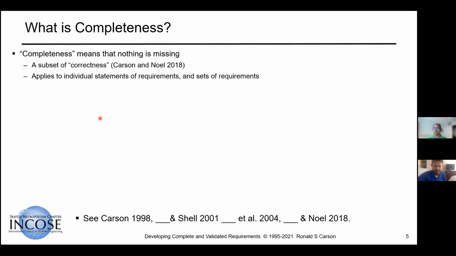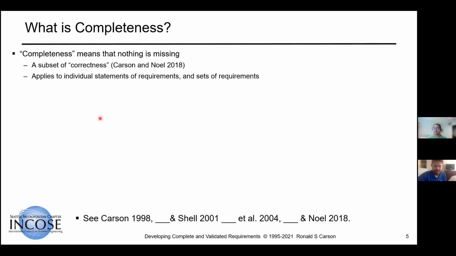What do we mean by completeness? Well, completeness means that there's nothing missing, and it's a subset of correctness. It's one of the types of errors, that you're missing something. So it's a subset there, and applies not only to individual statements, individual requirements, but also to sets of requirements.